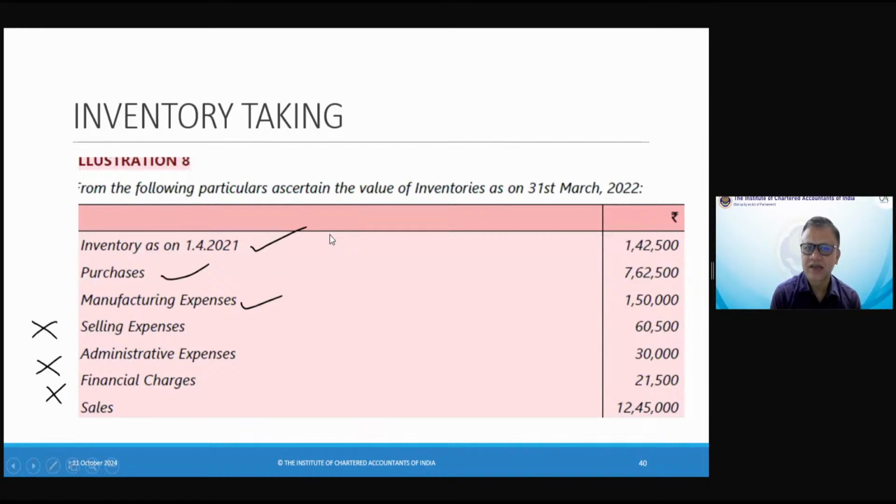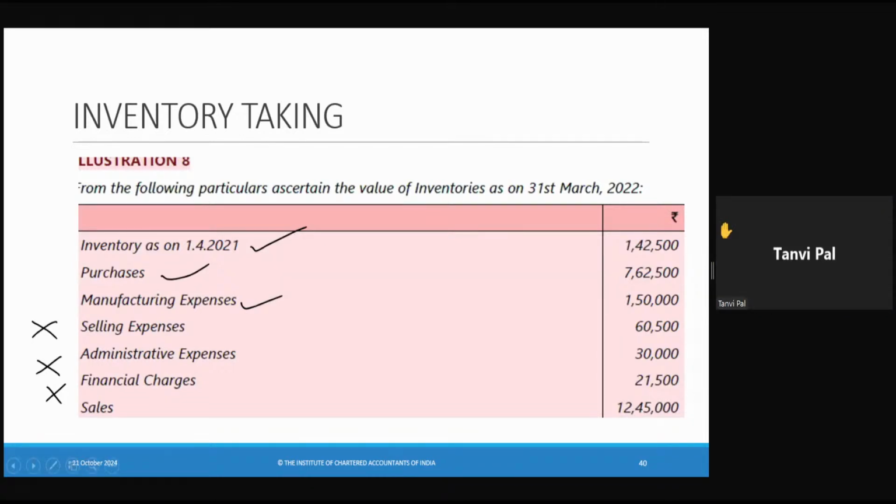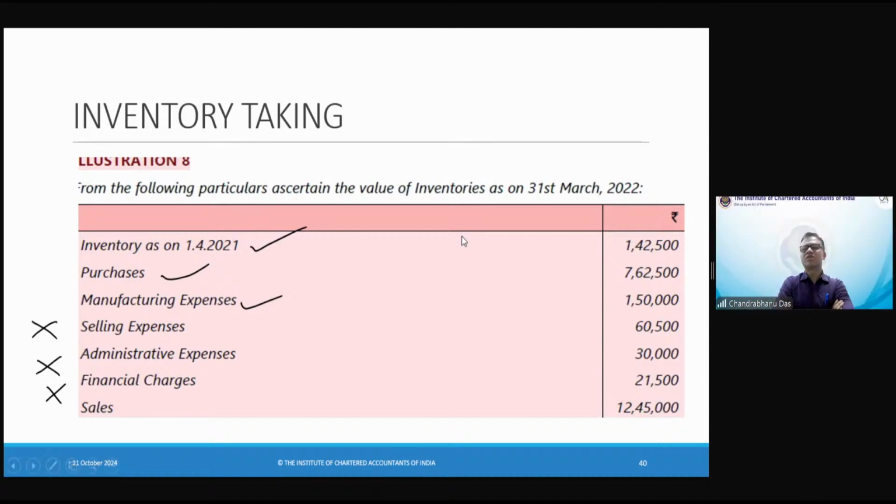Tanvi, what is your answer? Closing stock. Yes, good, Tanvi. Closing stock हमको दिया नहीं गया. We have not got the value of the closing stock. We have the value of the opening stock. How do you know? Simply we should see the date.